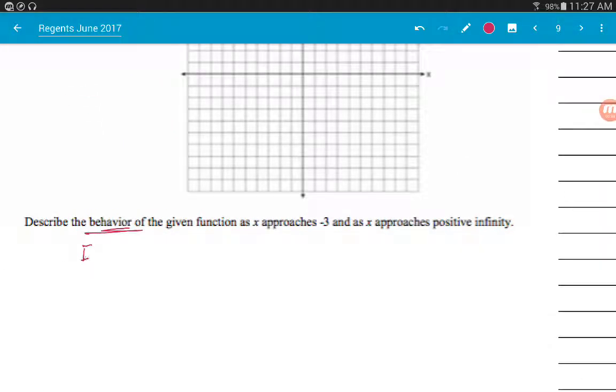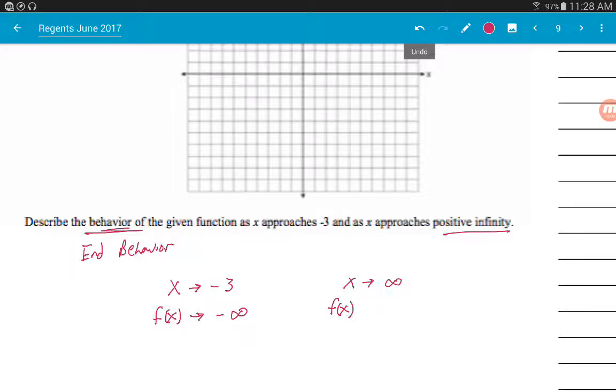Describe the behavior. What they're talking about is end behavior. So end behavior is like as x approaches -3, f of x approaches -infinity. And I think that's actually correct for the first one, though I am doing this quickly. And then you also have to say as x approaches infinity. Put that in there too. And tell me what f of x does. It goes to what?